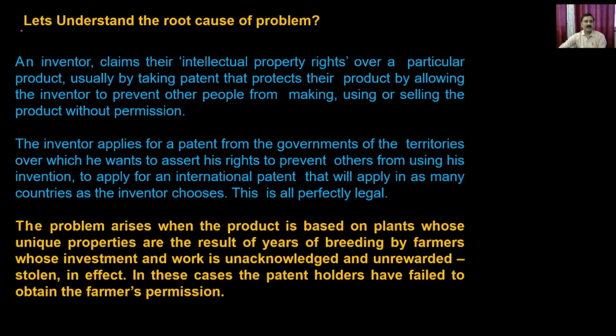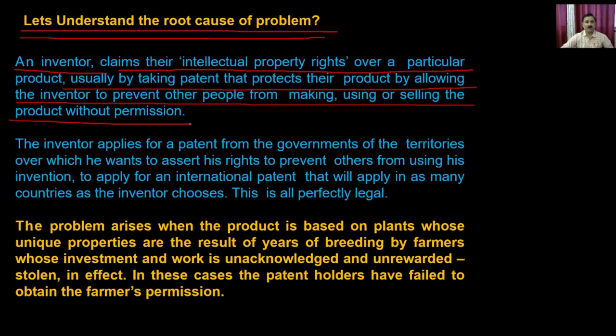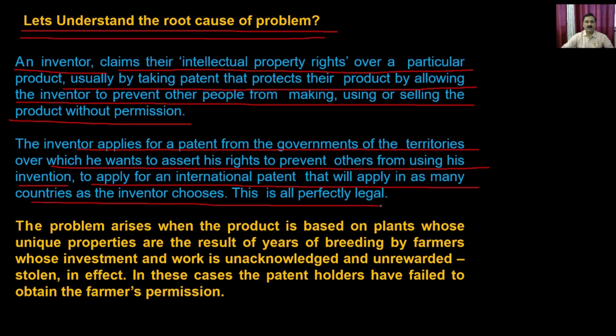Now let us understand the root cause of the problem. For example, an inventor claims intellectual property rights over a particular product, usually by taking a patent. That protects their product by allowing the inventor to prevent other people from making, using, or selling the product without permission. So this is fine. The inventor applies for a patent from the government of the territories over which he wants to assert his right to prevent others from using his invention. To apply for an international patent, it will apply in as many countries as the inventor chooses.